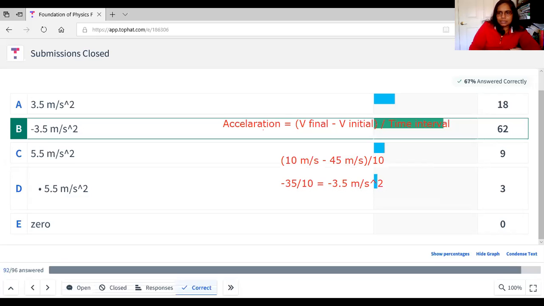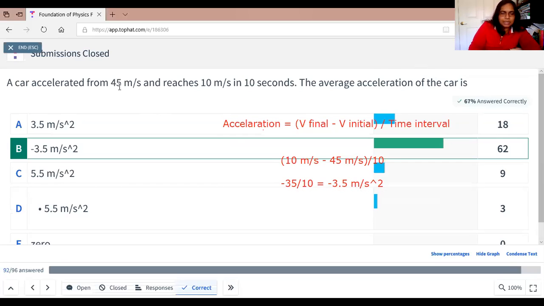Here, basically, it tells you maybe you applied the brake, right? It started from 45 meters per second and reaches 10 meters per second. You might feel like it's not really accelerating. It's decelerating. That's true, it's decelerating. It's a negative acceleration. So here we ask what is the acceleration? So it should be negative 3.5 meters per second squared.